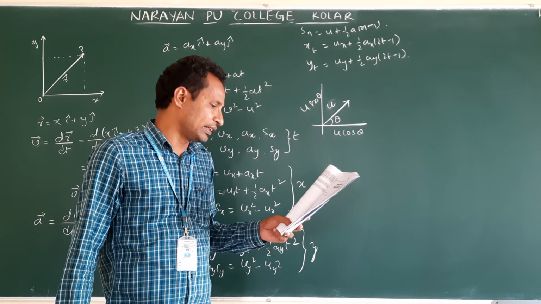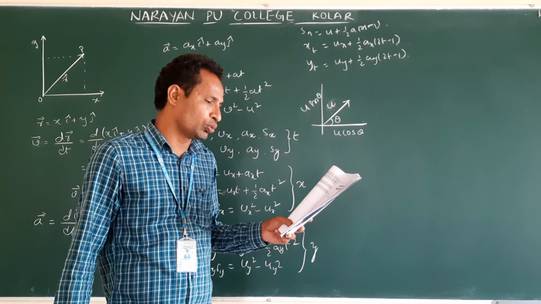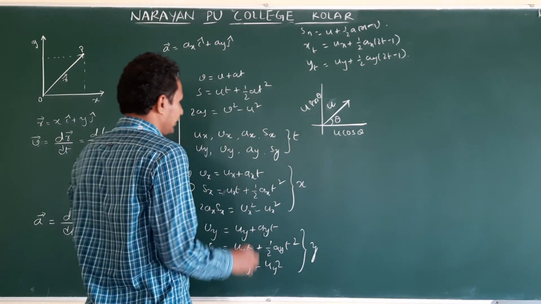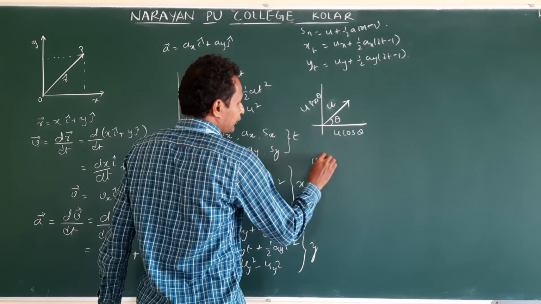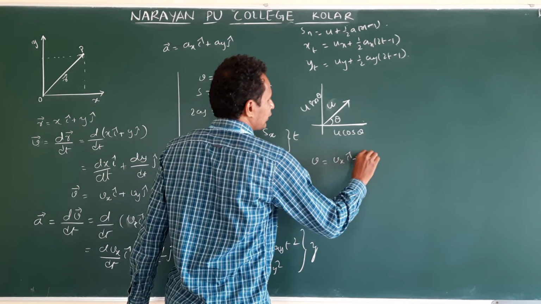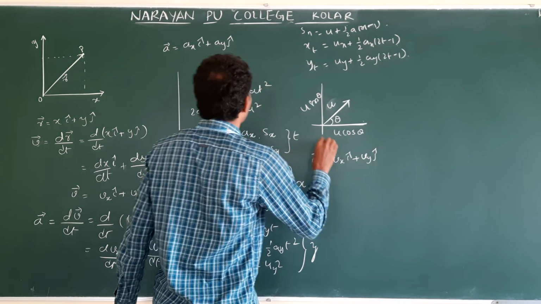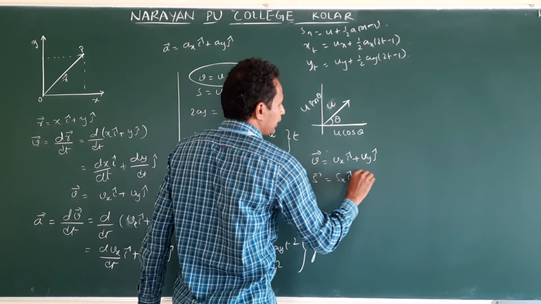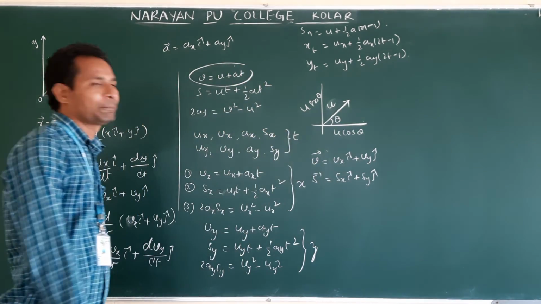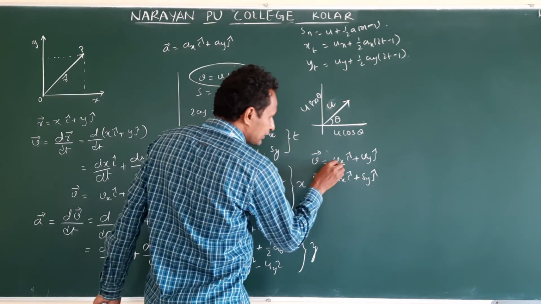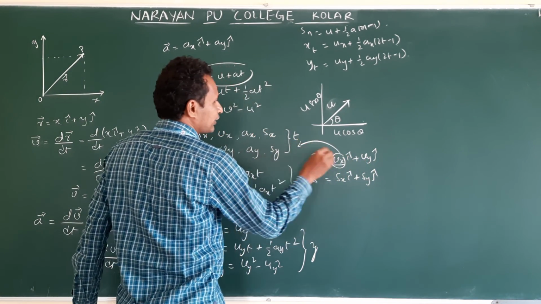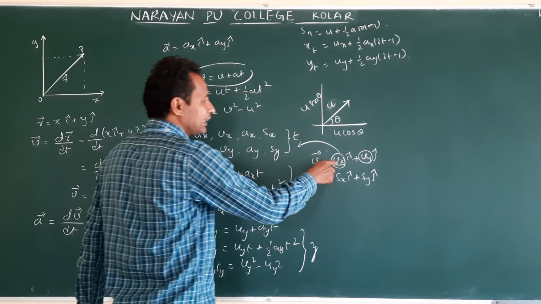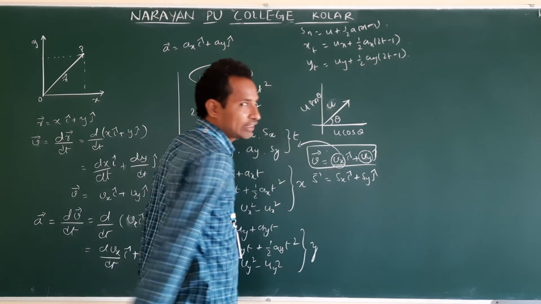Third point: finally combine the components into one if required. So, if required, then they are asking us to combine. How do you combine this? Final velocity v, we can write vx i cap plus vy j cap. This is the final velocity. Then displacement s is equal to sx i cap plus sy j cap. Like this, combinations. This component has a separate equation and this component has a separate equation. After substituting and calculating their values, we write it in the form of a vector.